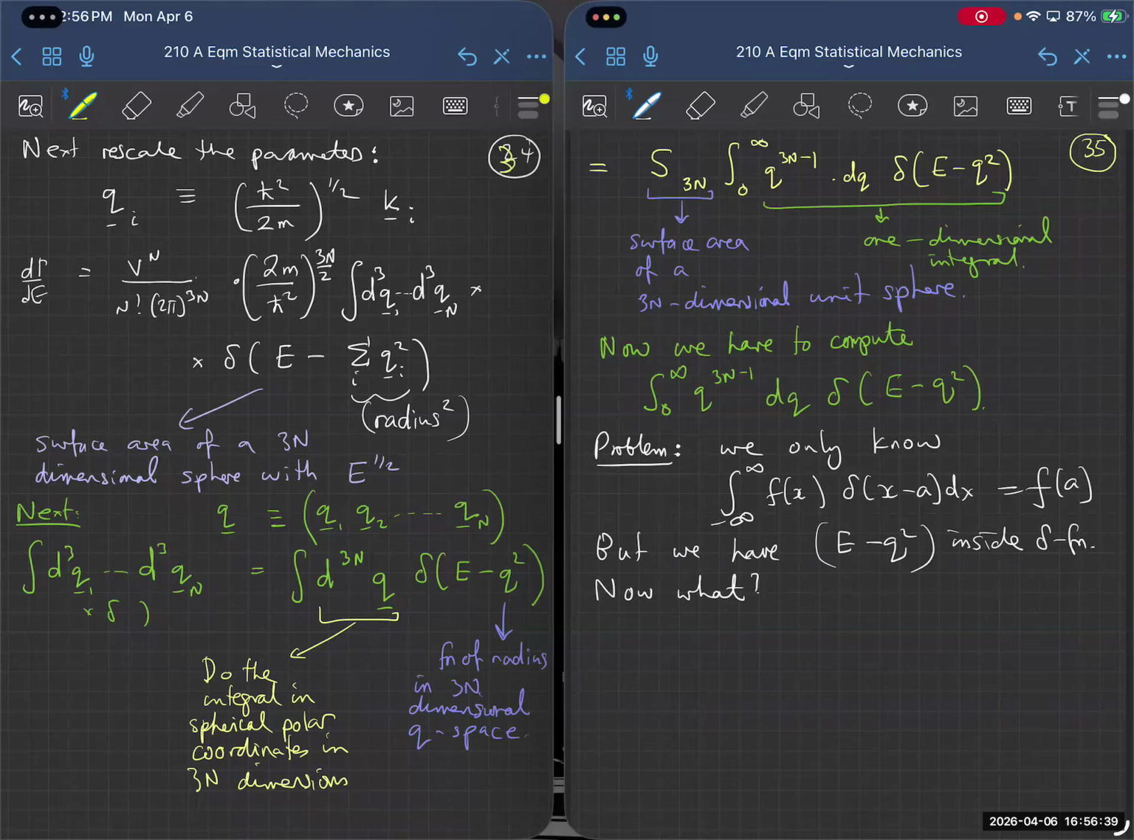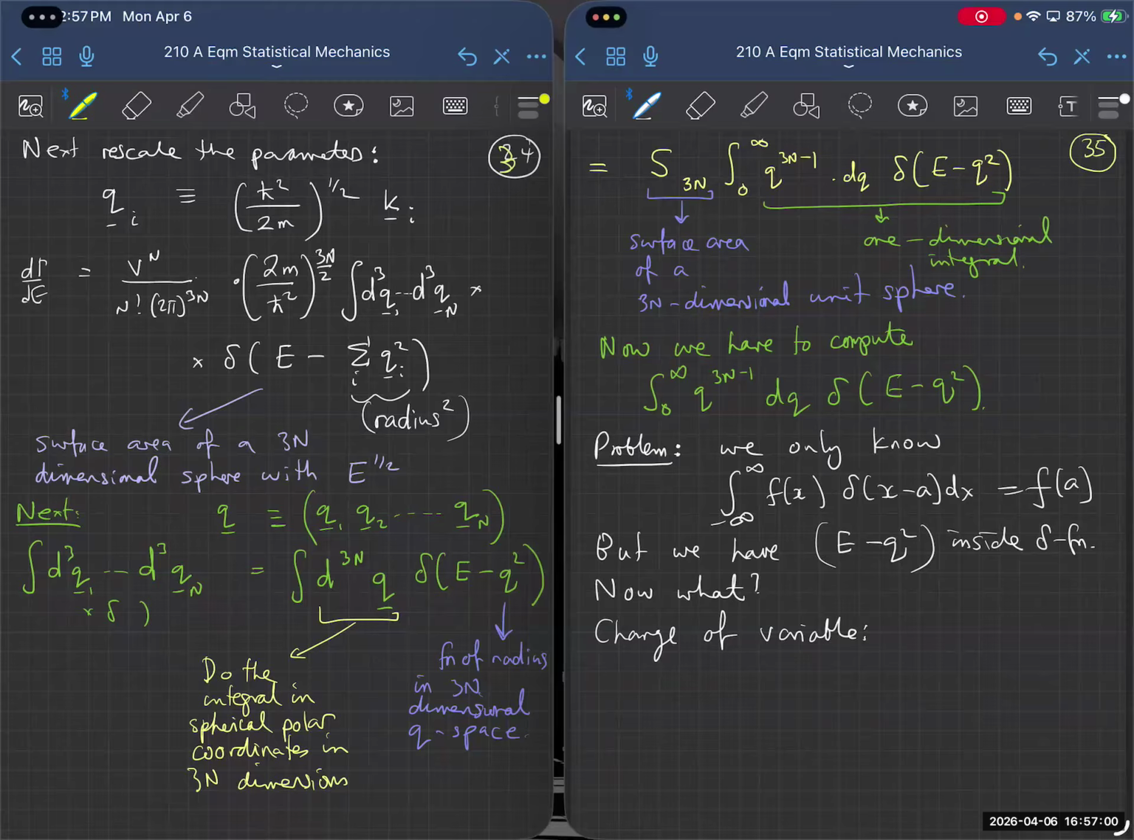Well, there's an answer to that. We have to make a change of variable. So we're going to use a change of variable formula, which I'm just going to write down, and we can talk about how to prove it later. So here is the formula.